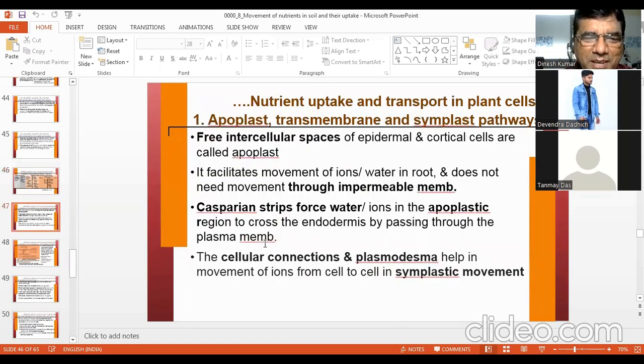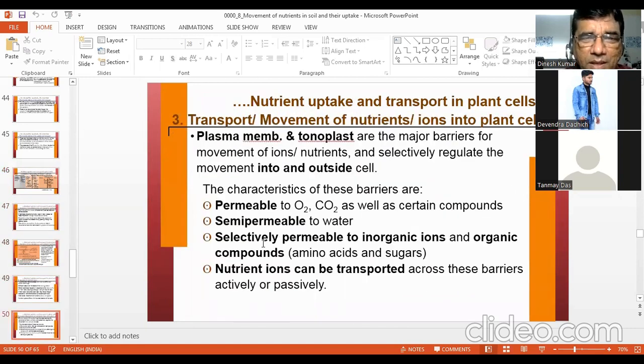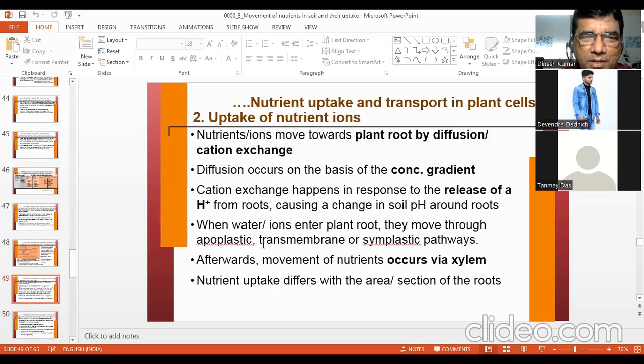Some confusion is still there. It is your job to clear the confusion. My job is to get some interest in you to read this topic in detail. Now we go to the uptake of nutrient ions. Nutrients or ions move towards the plant root by diffusion or cation exchange. Diffusion occurs on the basis of concentration gradient. Cation exchange happens in response to the release of hydrogen ions. You remember this oscillation, the dancing of hydrogen and potassium, causing a change in soil pH around roots.